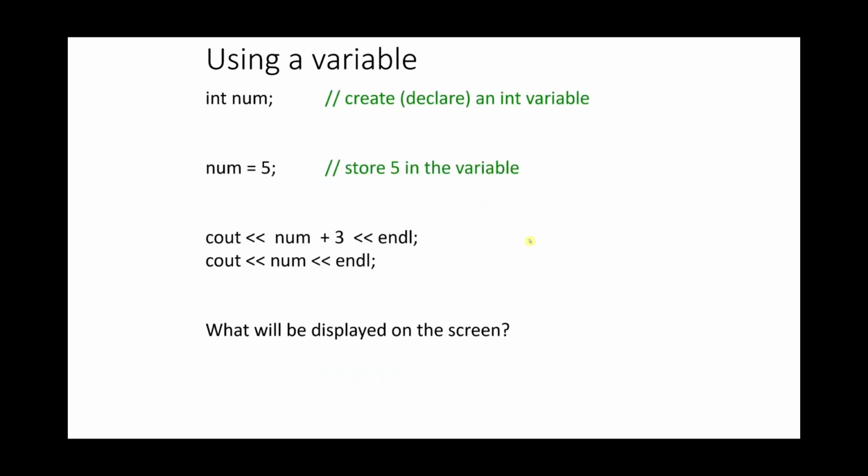Now, if I do that, I say, okay, I created a variable, initialized it with 5. Now I'm printing num plus 3, and then printing num. What's going to be displayed on the screen? 8 and then 5. Oh, wait a second. So I added 3 to num. Now I think num is 8.